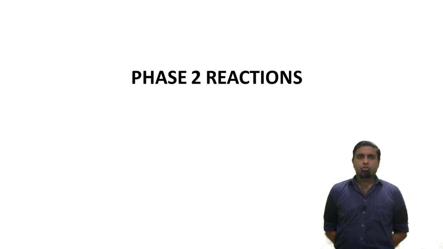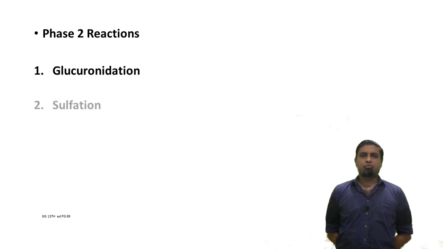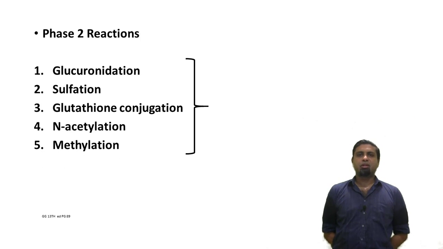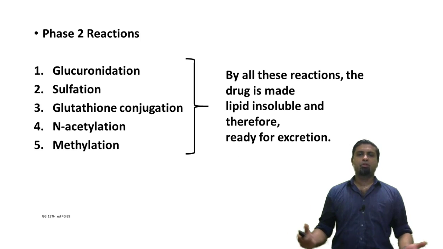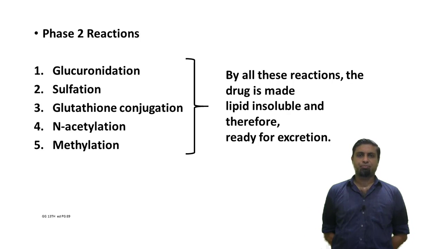Right, we now come to phase 2 reactions, the examples of which include glucuronidation, sulfation, N-acetylation, glutathione conjugation, and methylation. So with the help of these reactions, the drug is made lipid insoluble and finds its way out of the body. It prepares the drug for the next pharmacokinetic process, namely excretion.